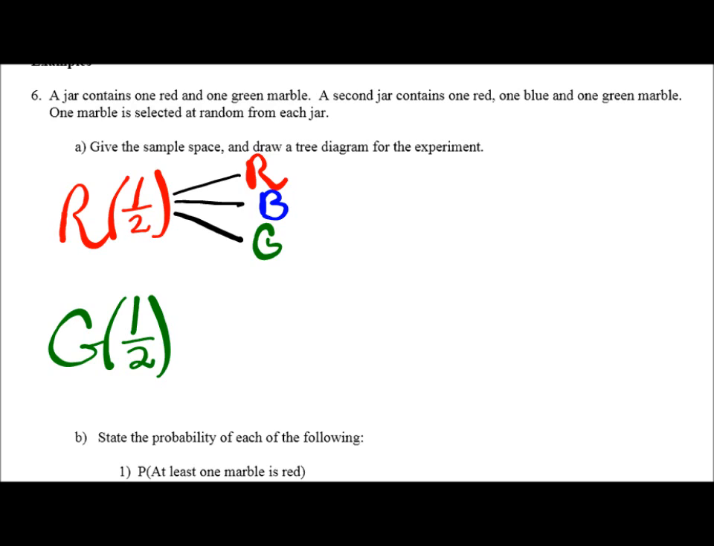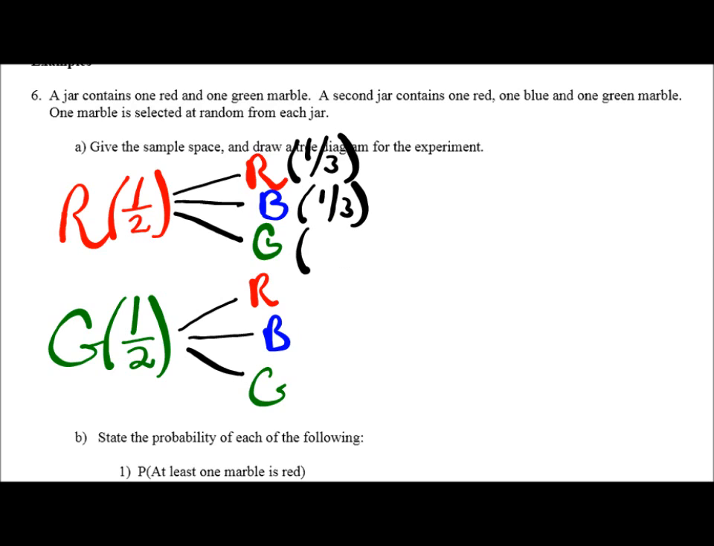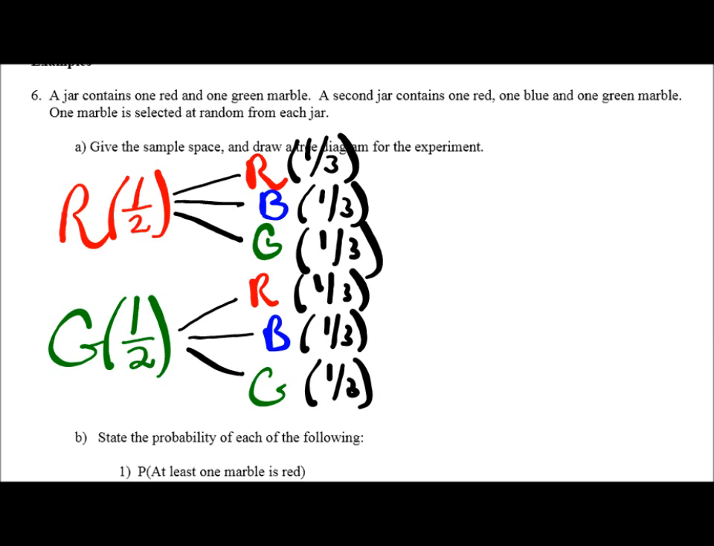The same is true down below. If I pulled a green out of the first jar, I could reach in, and when I go into the second jar, maybe I pulled out a red, maybe I pulled out a blue, maybe I pulled out a green. And the probability, it says we have 1 red, 1 blue, 1 green. The probability of getting any one of those colors out of the second jar is 1/3. And so what I'm actually going to do here is write the probabilities right next to each piece. Okay, so here we go. Now, I've written the probabilities.